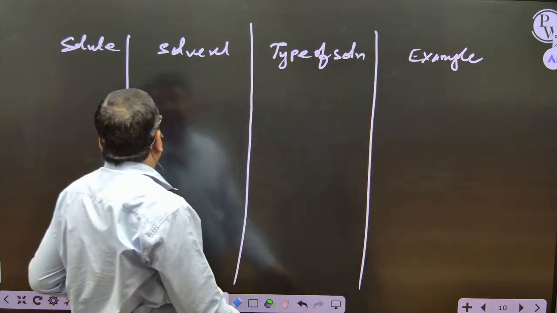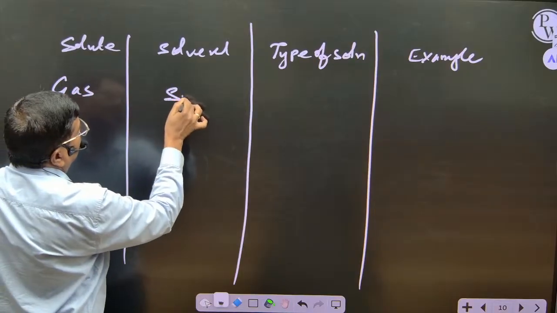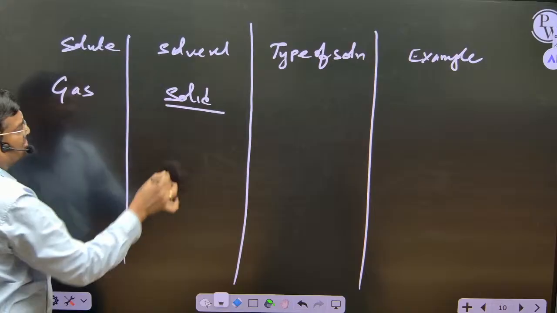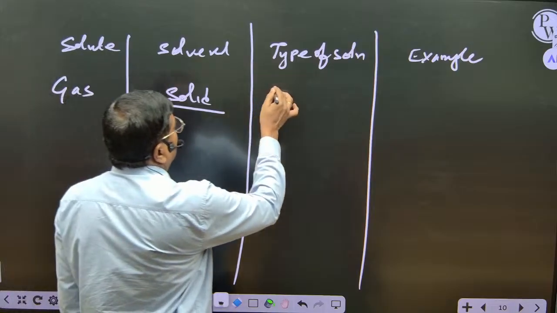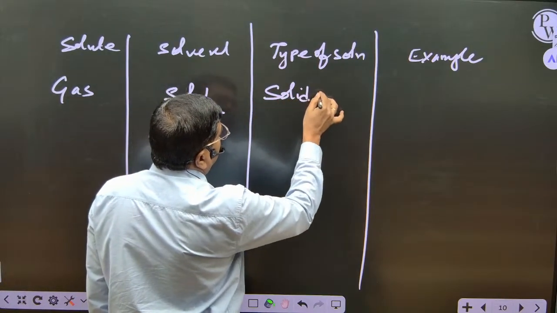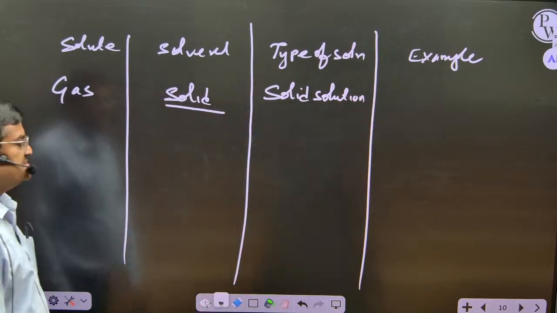Now let us take gas dissolved in solid. Now since solid is present in more amount, what type of solution do we call? Solid solution, no students? So this solution we call solid solution. Now what is the example for gas dissolved in solid?